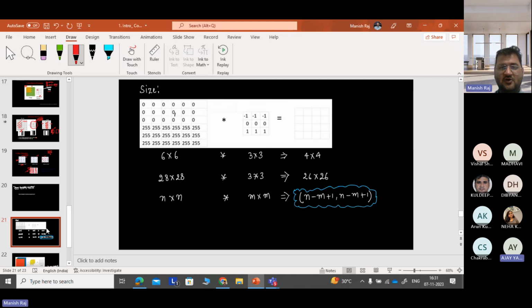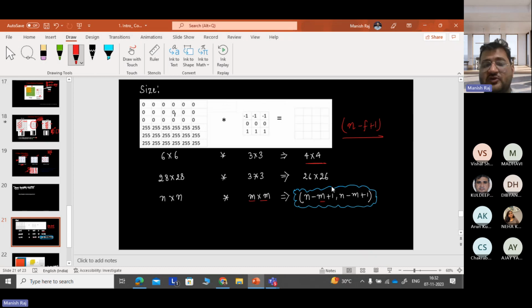Now, this is the size. So you can understand how we will get the size. That is the formula: n minus m plus 1. Here I am taking it as m. I have already covered this part.